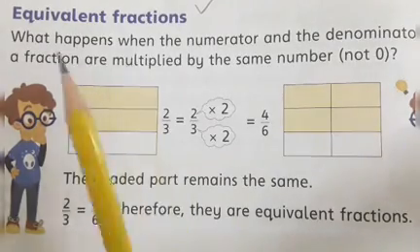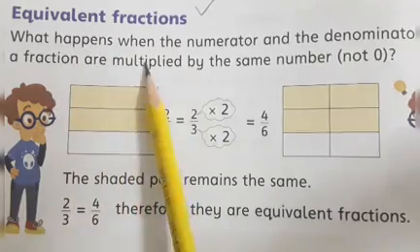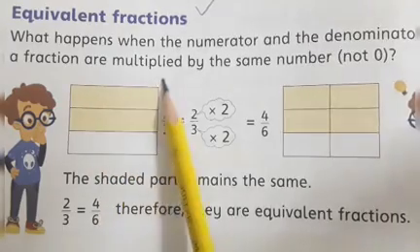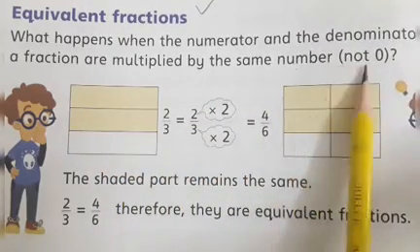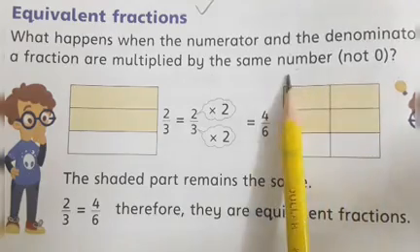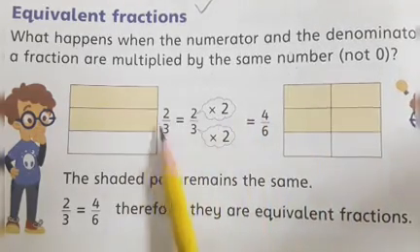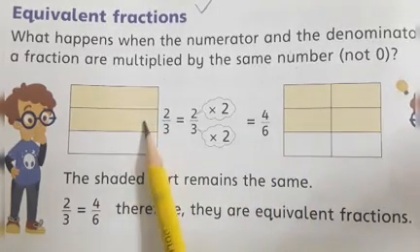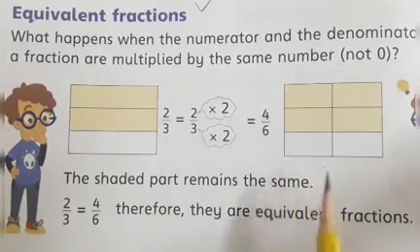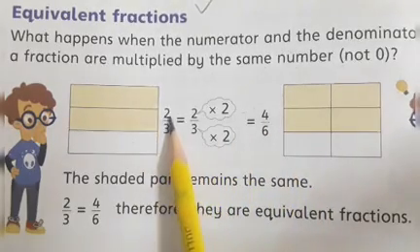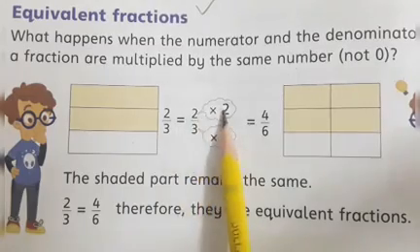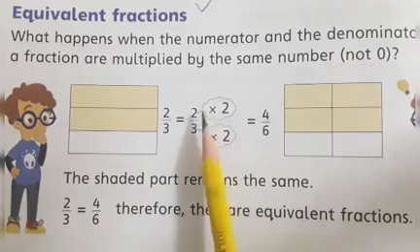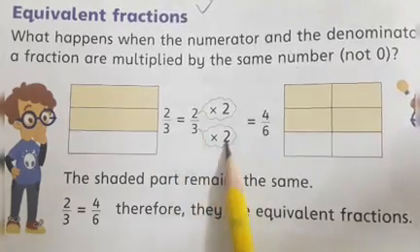Okay students, let's see what an equivalent fraction is. What happens when the numerator and the denominator of a fraction are multiplied by the same number, not 0, any other number except 0? For example students, you can see in both of these fractions, this is 2 by 3. Then we multiply it with the same number. 2 2s are 4 and 3 2s are 6, with the same number 2. We multiply 2 with 2 and 3 with 2.